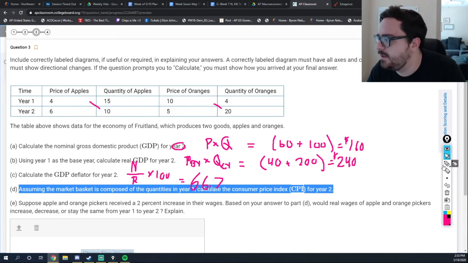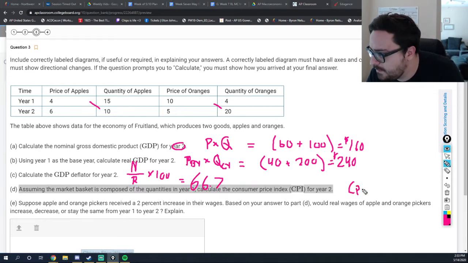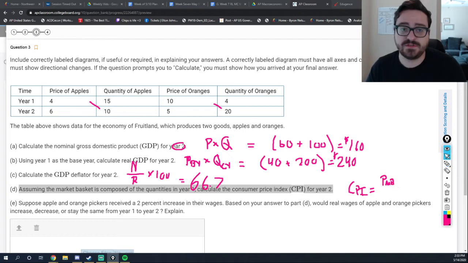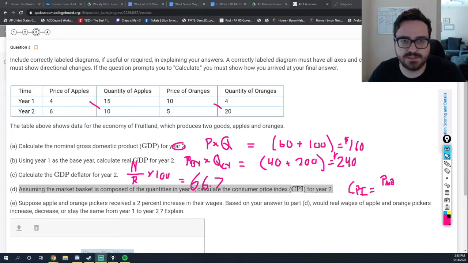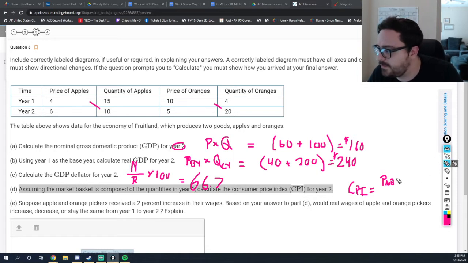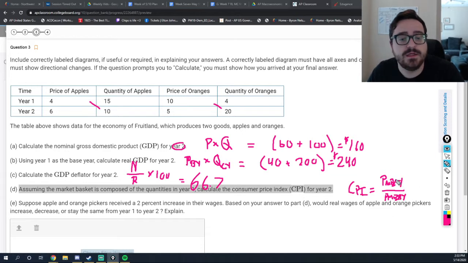The CPI formula equals price of my market basket. Let me make sure I have this right, because I believe it's current year over base year, but I need to make sure, because this is a formula that even I don't use a lot. Yeah, it's price of the market basket in the current year over price of the market basket in the base year. I never want to say the wrong thing on that one, because it isn't always listed. So it's the price of the market basket in the current year over the price of the market basket in the base year, times 100.